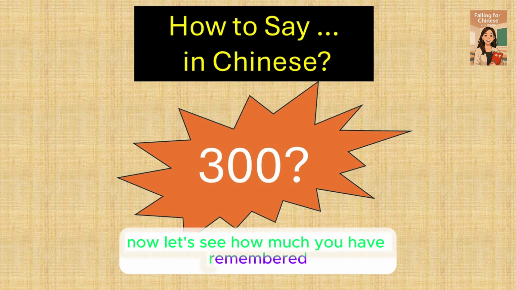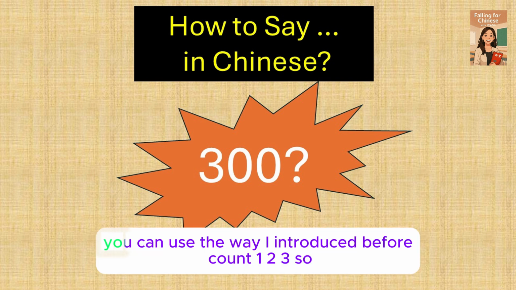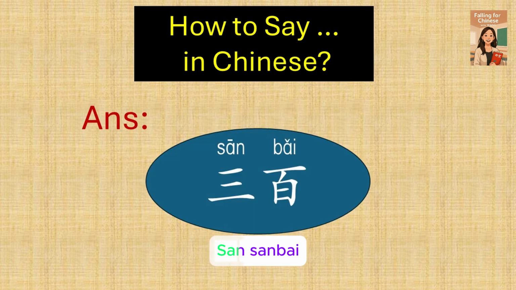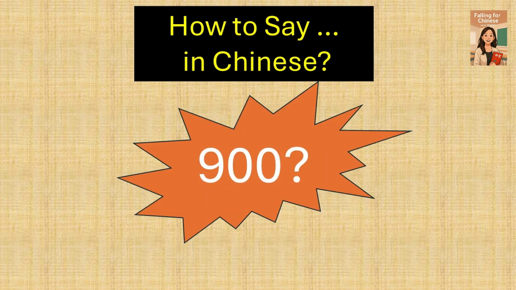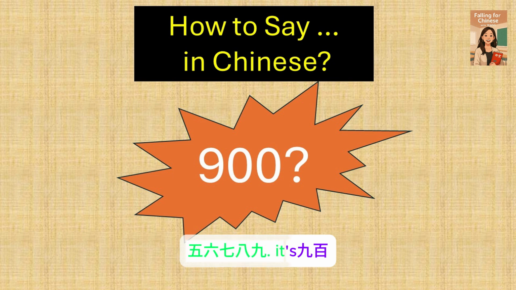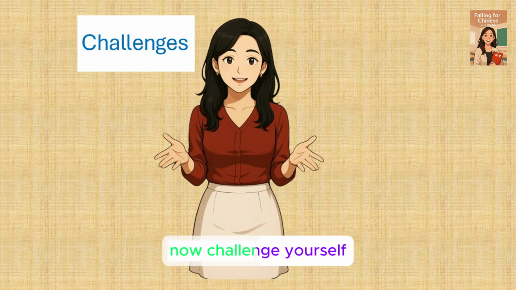Now let's see how much you have remembered. How to say 300 in Chinese? You can use the way I introduced before. Count 1, 2, 3. So 三, 三百, 300. How to say 900 in Chinese? 1, 2, 3, 4, 5, 6, 7, 8, 9. It's 九百. Now challenge yourself.